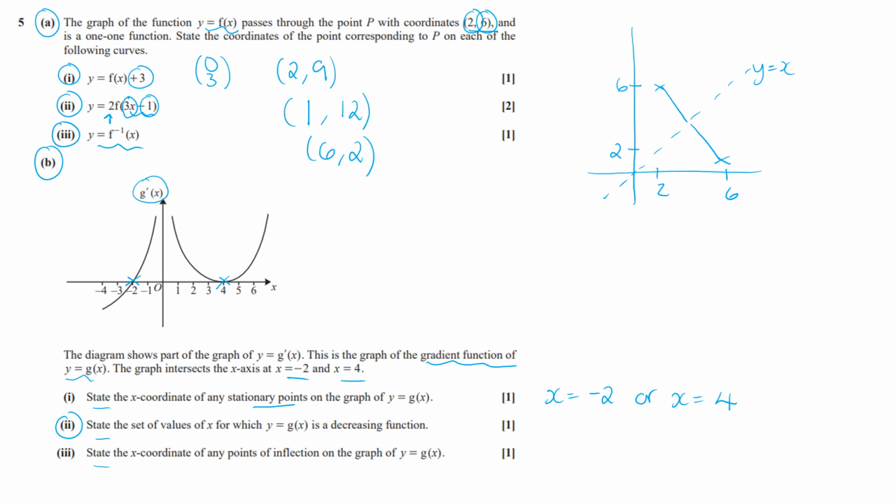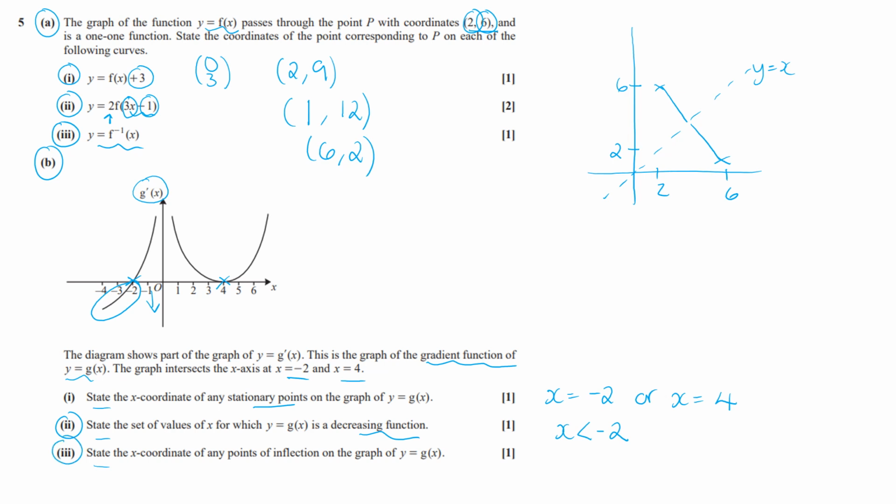In part 2, state the set of values for which y equals g of x is decreasing. It's decreasing when the gradient is negative, and that's this section here of the graph where we can see the section is below the x-axis, which would give us a negative value. So it's going to be that x is less than -2 would be a decreasing function.